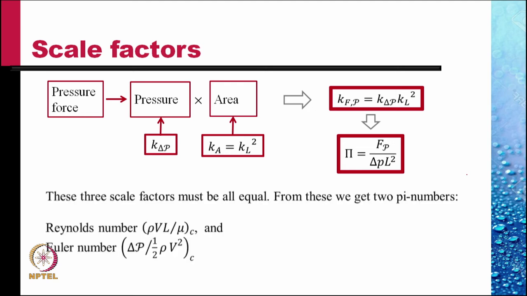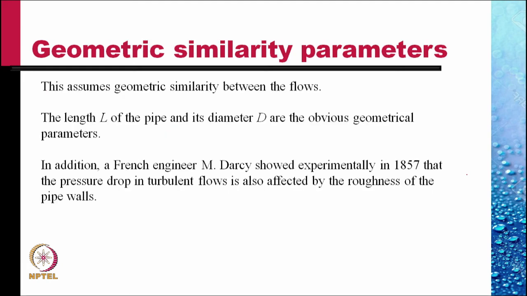These three scale factors must be equal. From these we get two pi numbers. The Reynolds number, rho VL by mu. It is assumed that all values are characteristic. The Euler number, delta P divided by 1/2 rho V square. 1/2 is there because of convention. This assumes geometric similarity between the flows.